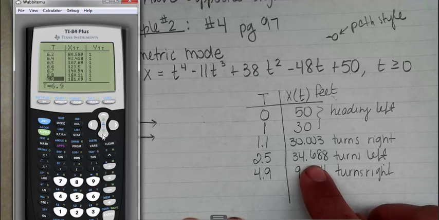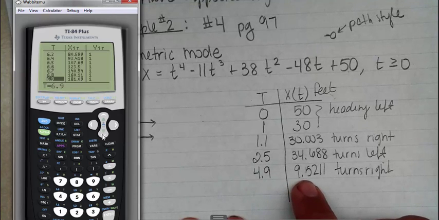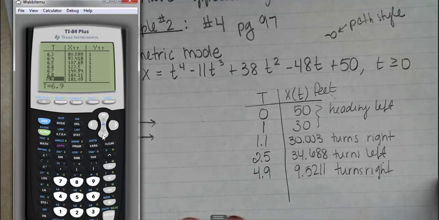And then it starts heading left until about 4.9 seconds, at which point it turns right again, and it goes right for all future values of t. So for time getting very large. Okay, and you can write that in your own words.